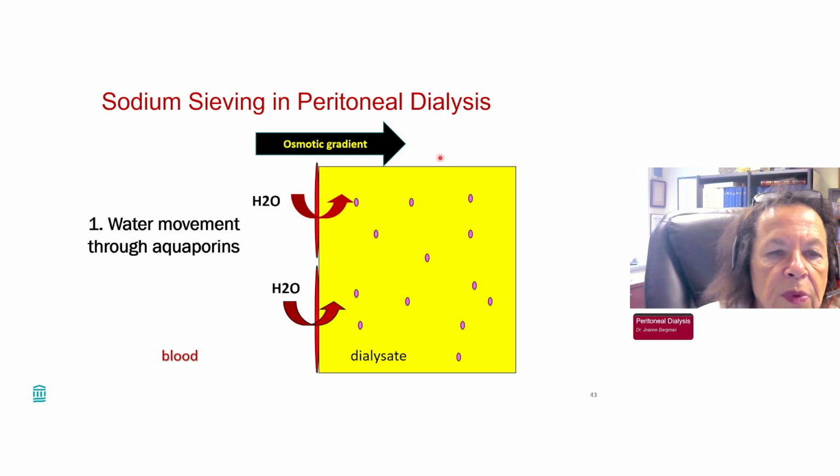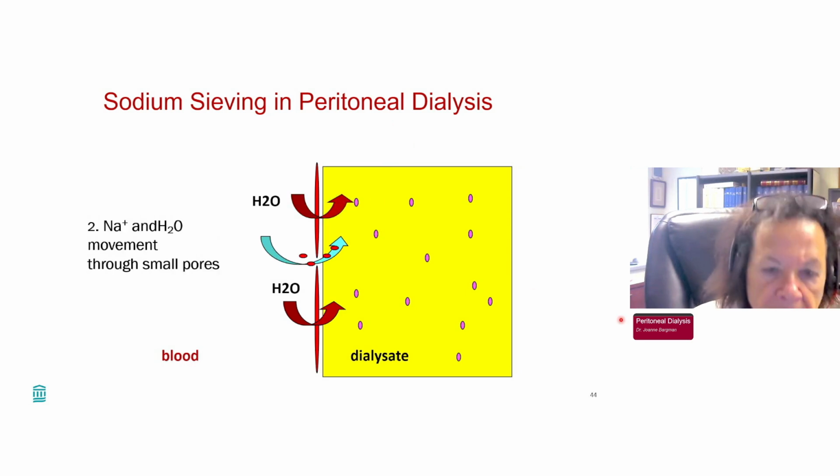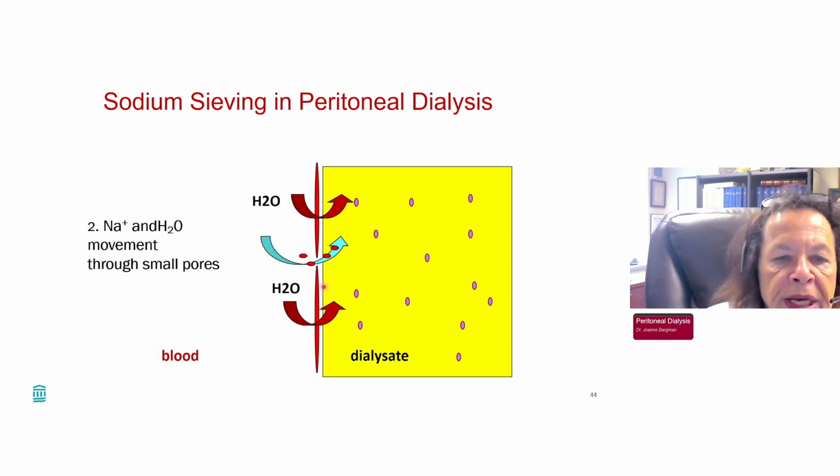So that is where sodium sieving comes in. If you put in a hyperosmotic PD fluid, you activate the aquaporins. And the thing that happens the fastest is that water goes through the aquaporins. And then what happens more slowly after that is that water and small solutes go through the interendothelial cell small pores. But if you're doing rapid exchanges, you may be catching the water only movement through the aquaporins before the movement through the small pores catches up.